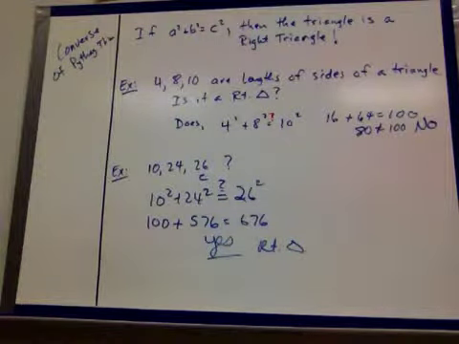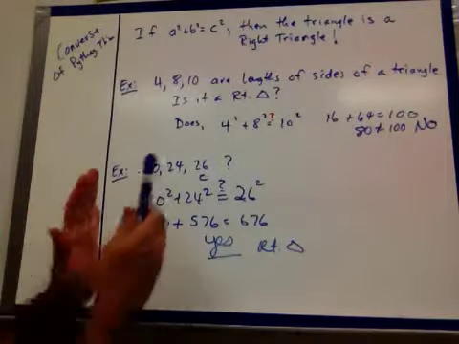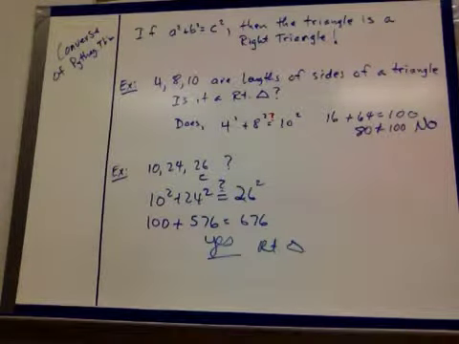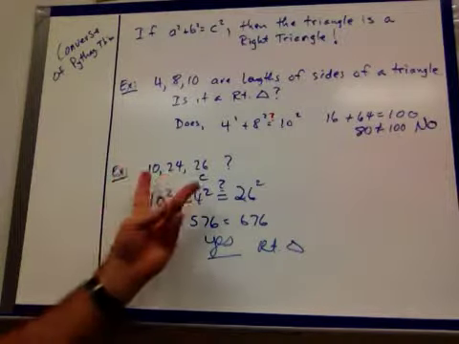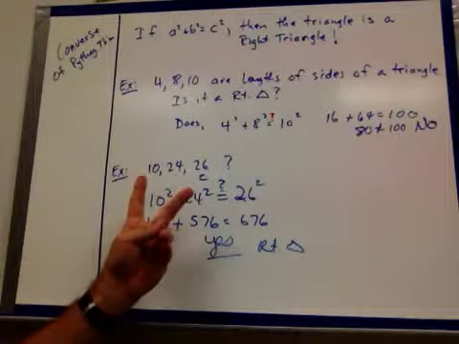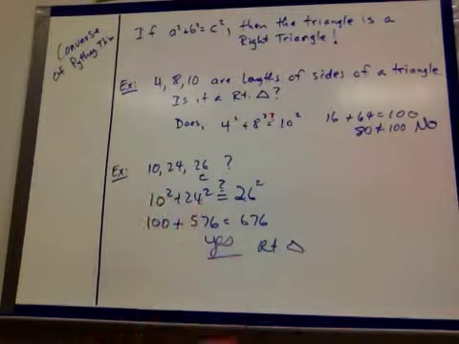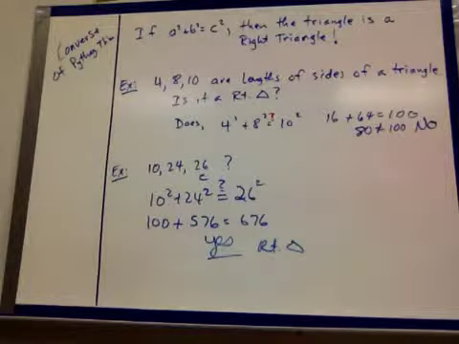So you can have the right triangle and find the length of one of the sides using a squared plus b squared equals c squared, the Pythagorean Theorem. Or I can give you three lengths and say, is that a right triangle? Well, it is if this is true. If that's true, we have a right triangle. So two different ways of looking at it.